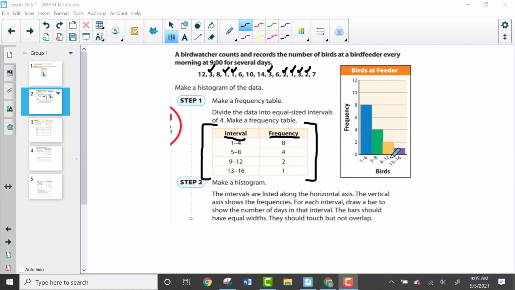The bars need to have equal widths. They should touch, but they do not overlap at all. They touch because, again, there's not a number between 4 and 5, so the intervals just pick up one right after the other. So it's important that the bars touch, but they do not overlap.